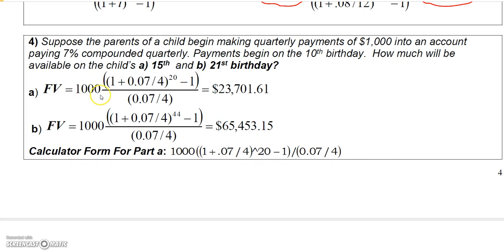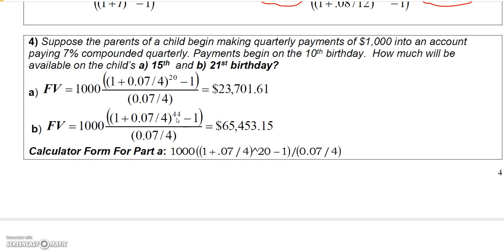They're putting $1,000 in each quarter, so you put $1,000 in for your payment, and then your 1 plus i, your i would be 0.07 divided by 4, because it's 7% compounded quarterly, so 4 times a year. And you're going to have a total of 20 payments, because you're going to have 4 payments a year for 5 years, so it'd be 20 payments, then minus 1, and then divided by i, and you get $23,701.61.